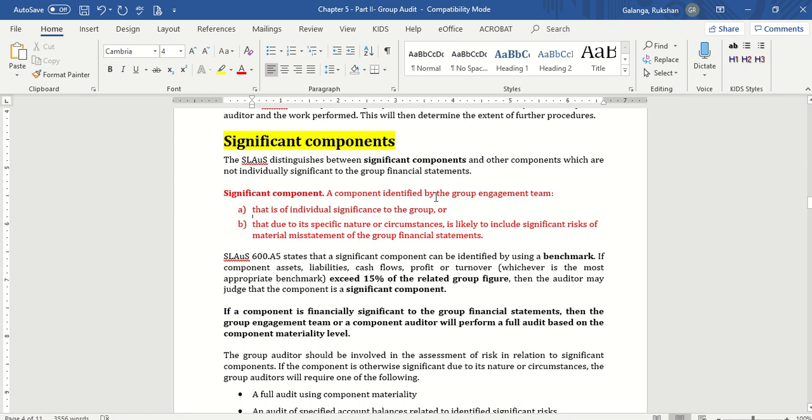The component identified by the group engagement team that is of individual significance to the group, අර මං කිව්වා වගේ බැංකුවක් වගේ, or else that due to specific nature or circumstances is likely to include a significant risk of material misstatement on the financial statements. සමහර entity තියෙන්න පුළුවන්, එයා කොහොමත් අපේ group එකට risk of material misstatement එක වැඩි, ROMM එක වැඩි.